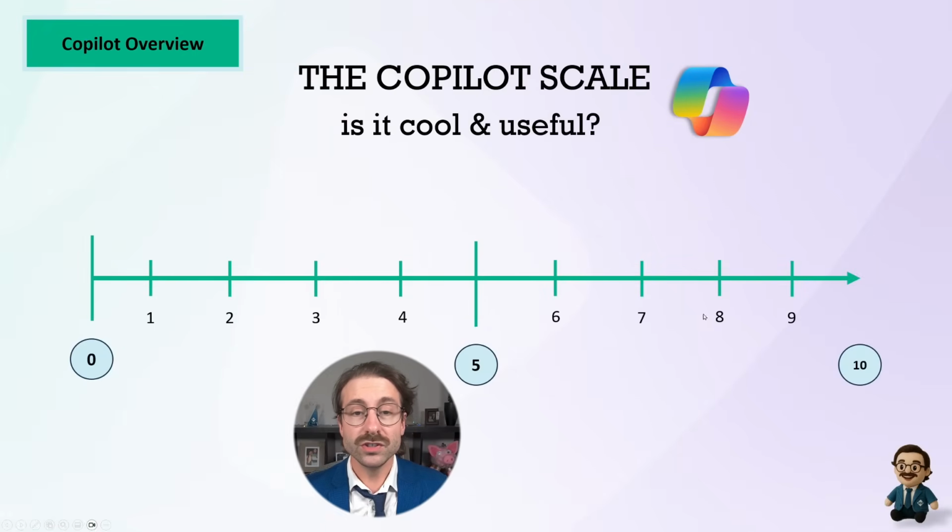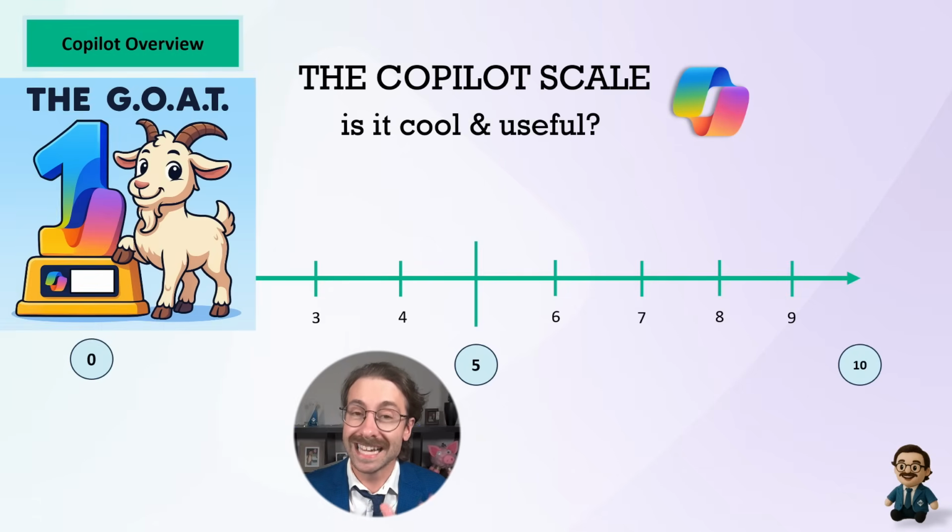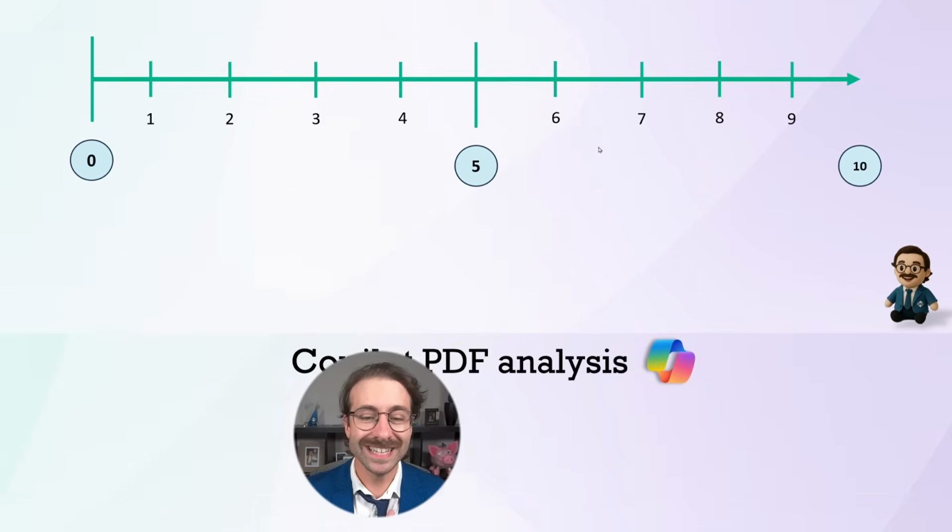So I want to introduce you to the Copilot scale. Basically, I will rate all of these features, all of this Copilot overview, on a scale of 0 to 10. Is it a cool feature or is it useful? And you will want to stay till the end because the last one is the GOAT feature. All right, so let's get going.